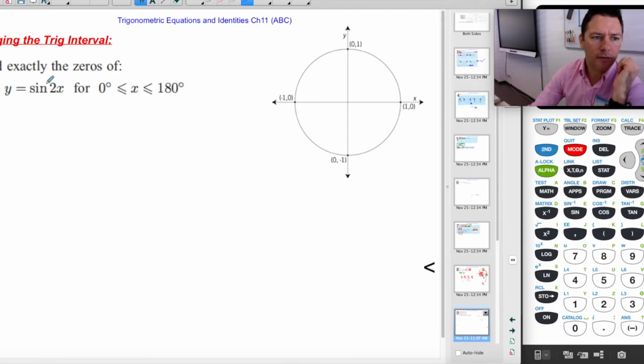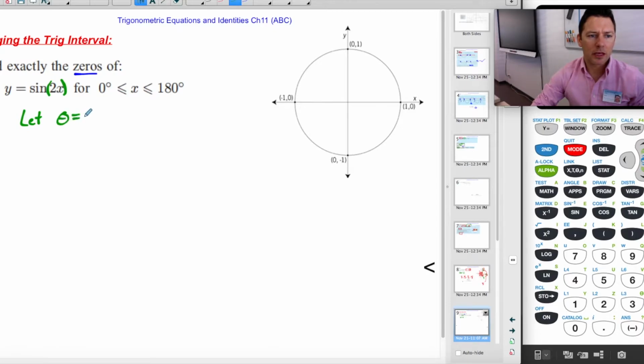I know that y equals sine of 2x. I want to find the zeros of this. Fine. Apparently, we can't use a calculator. So, I don't like working with the sine of something in here. So, I'm going to change it around so it's prettier, right?